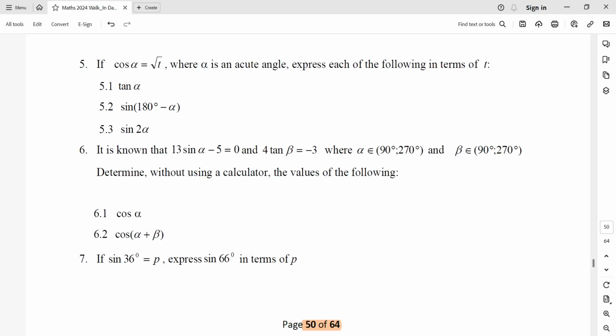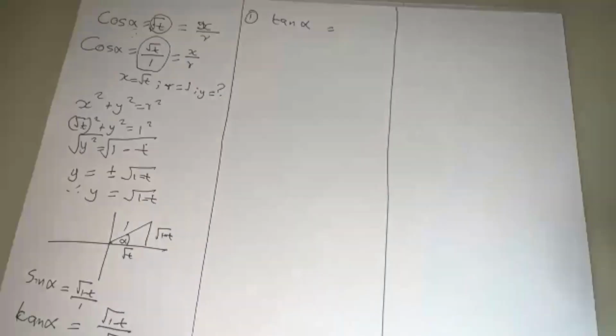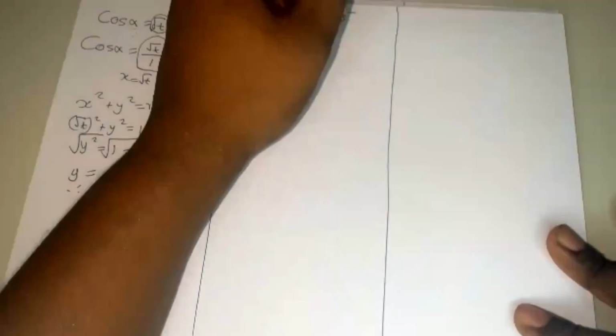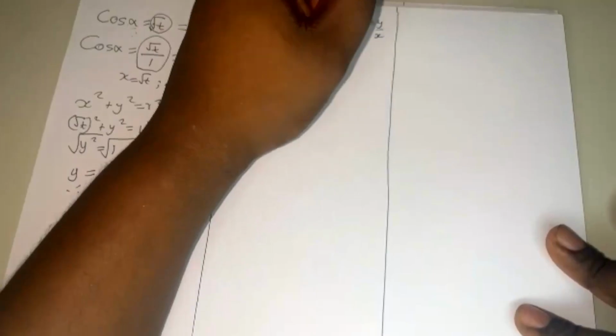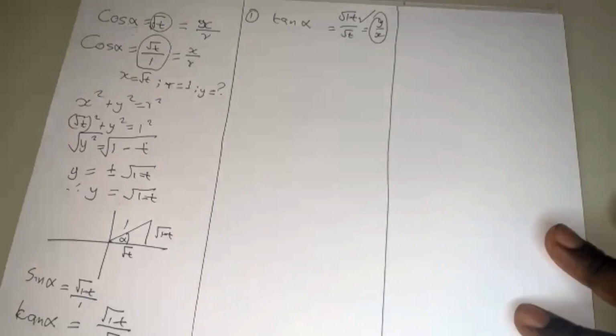Okay, the first one we have tan alpha, which is going to be equal to root of 1 minus t over root of t, which is equal to y over x. But they don't want this one, they want this one.